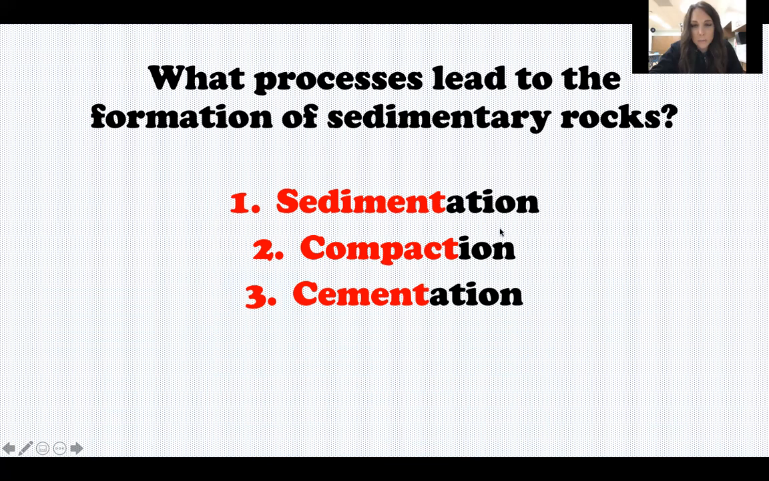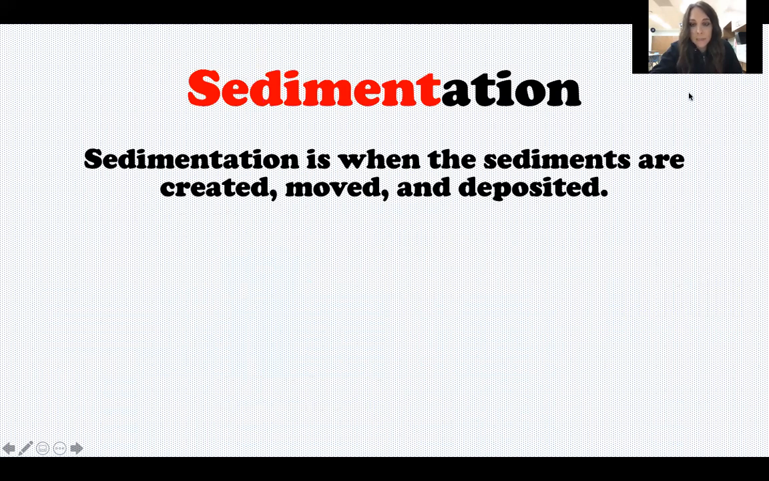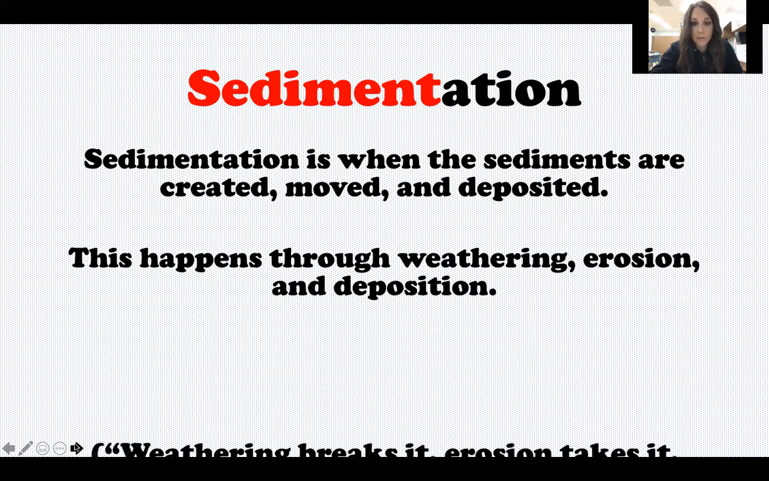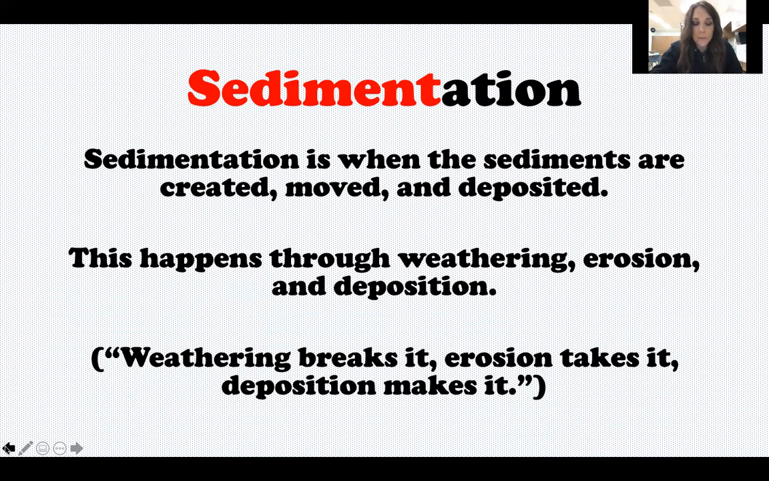Okay, these words are big, and these are not words that we use or hear that often. So I know it can be kind of tricky to remember the meaning of these words, but if you can break the word apart and remember the root word that I have here in red, it's going to help you remember what's happening during that step. So let's talk about sedimentation. Sedimentation is when the sediments are created, moved, and deposited. And this happens through weathering, erosion, and deposition.